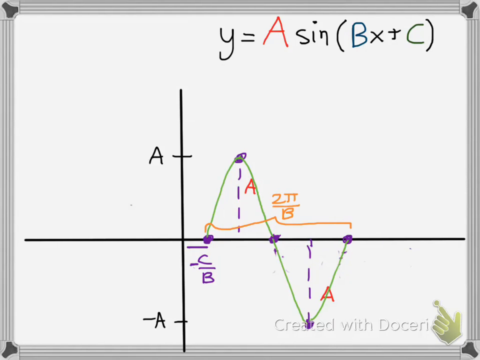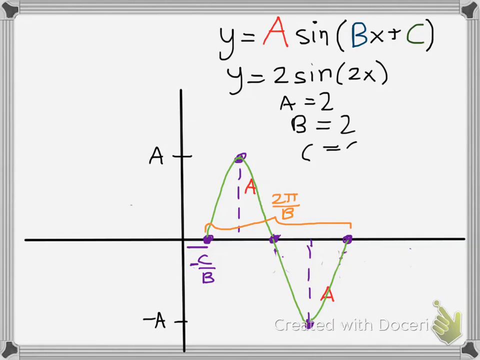So y equals a sine of bx plus c. So for example, y equals 2 sine of 2x. In this case, a equals 2, b equals 2, and c equals 0, because we're not adding any plus c.